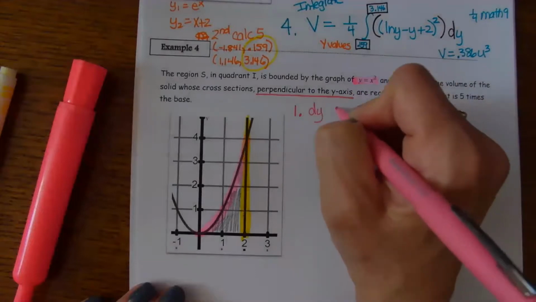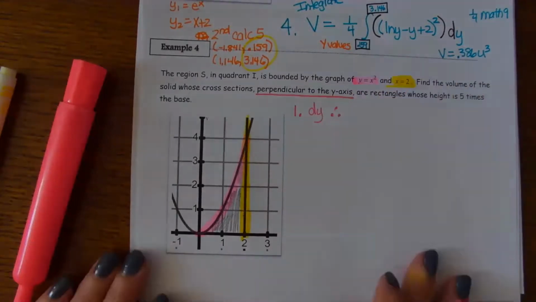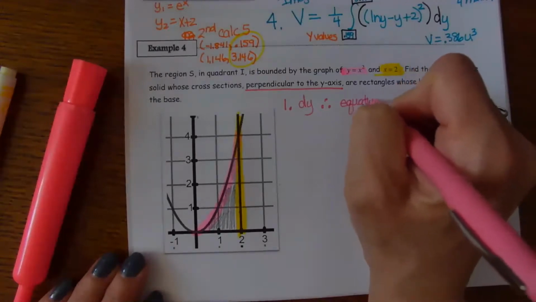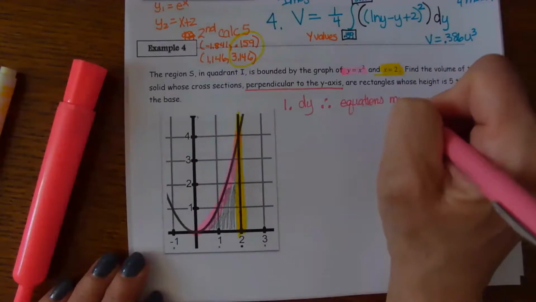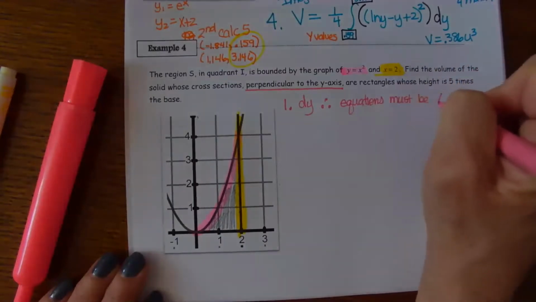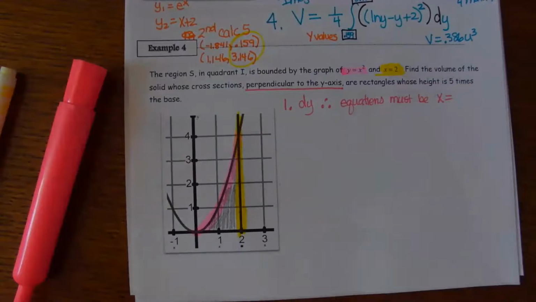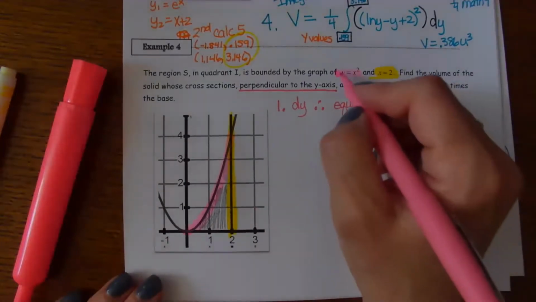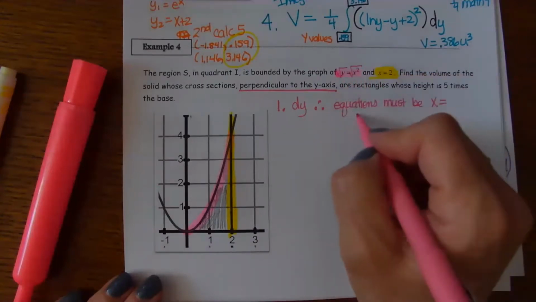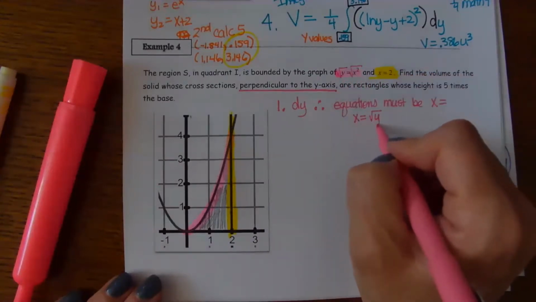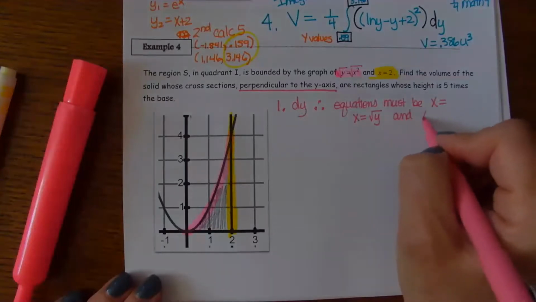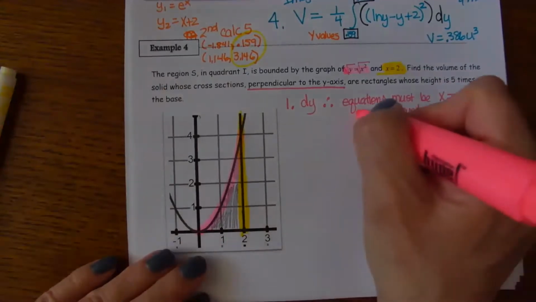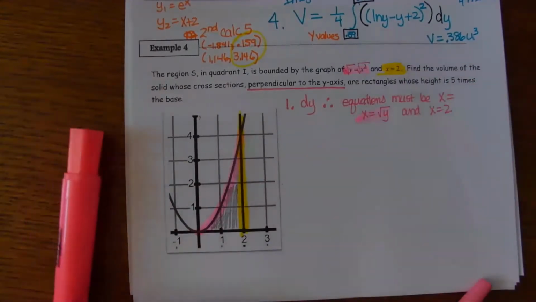dy. Therefore, those 3 dots mean therefore, equations must be x equals. We're going to have to fix these. One of them is okay, but this one, how do you fix that? So we're going to say x equals the square root of y and x equals 2. That one was already okay. This is our pink one. This is our yellow one.